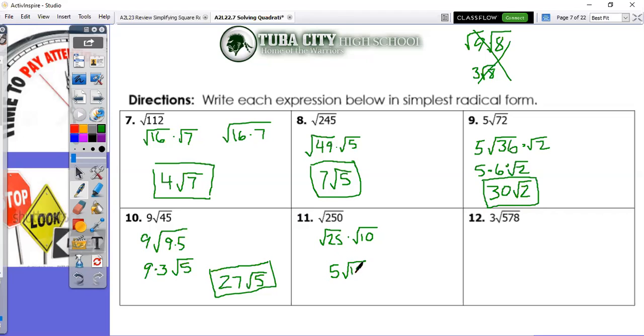And I cannot factor 10 down anymore. I can get 2 and 5, but if I did that, I would have no pairs of numbers. 2 is not a square number, 5 is not a square number. So this is as simple as we can make it.